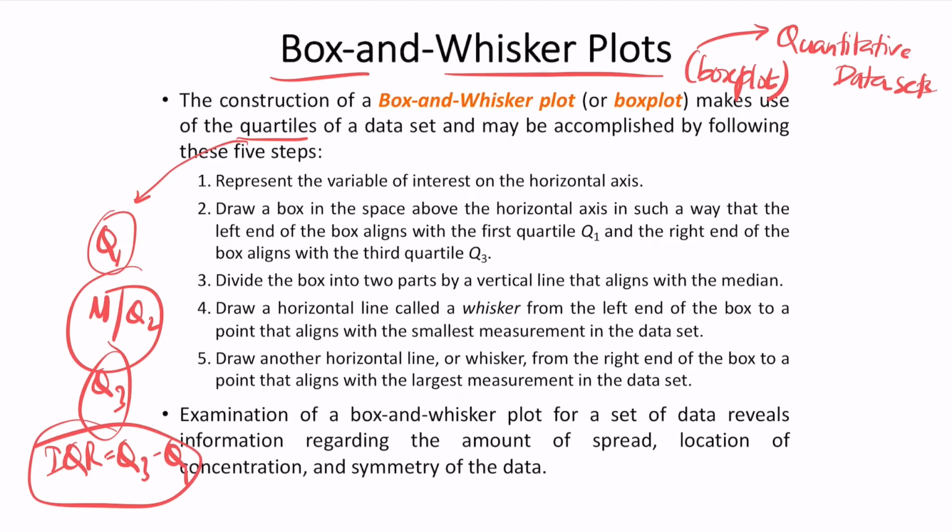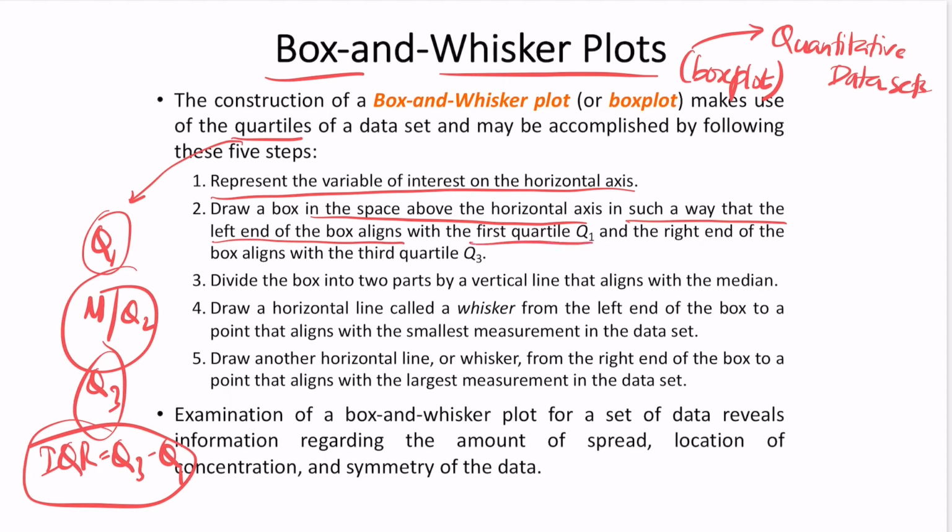We follow 5 steps. First, we represent the variable of interest on the horizontal axis, and we draw a box in the space above the horizontal axis in such a way that the left end of the box aligns with the first quartile and the right end of the box aligns with the third quartile. We divide the box into 2 parts by a vertical line that aligns with the median. Then draw a line along the whisker. The whisker represents the extreme values, the smallest and the largest measures.